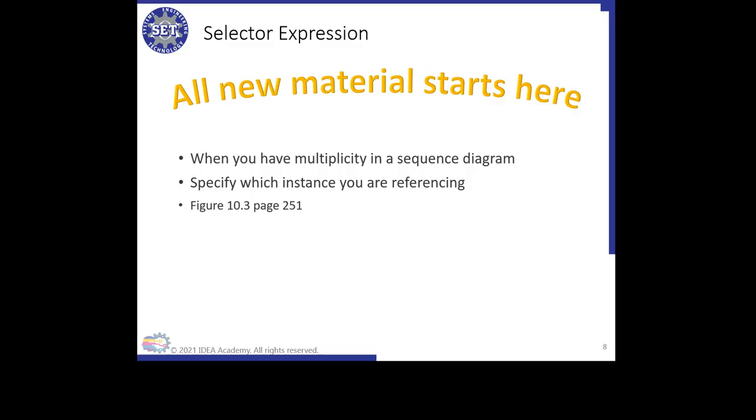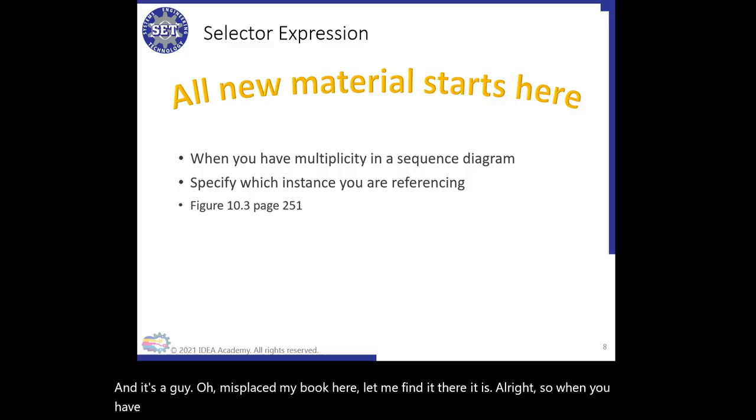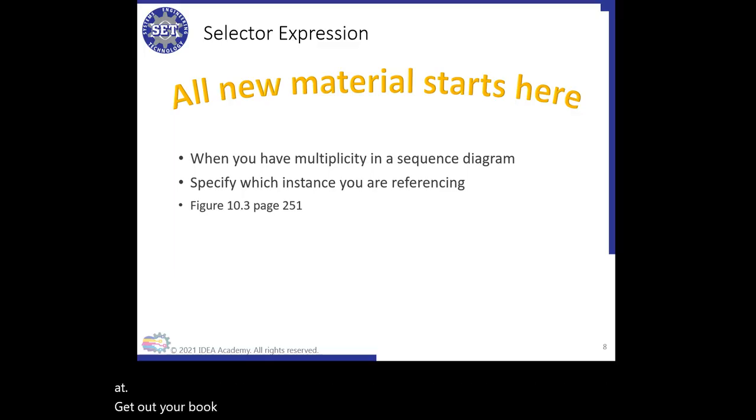Let me find my book. There it is. All right, when you have multiplicity in a sequence diagram, you specify which instance you are referencing. Let's look at page 251 in your book, Figure 10.3. It shows lifelines and interactions.